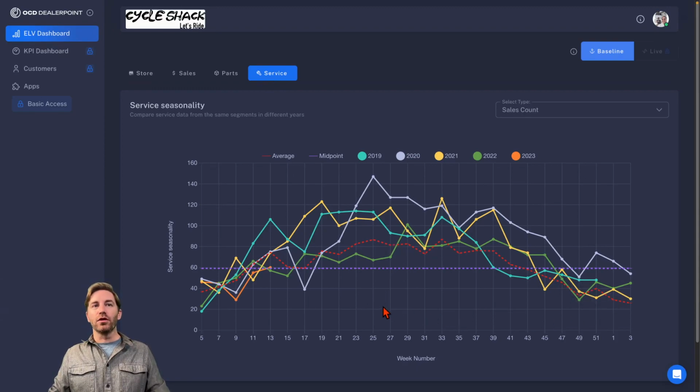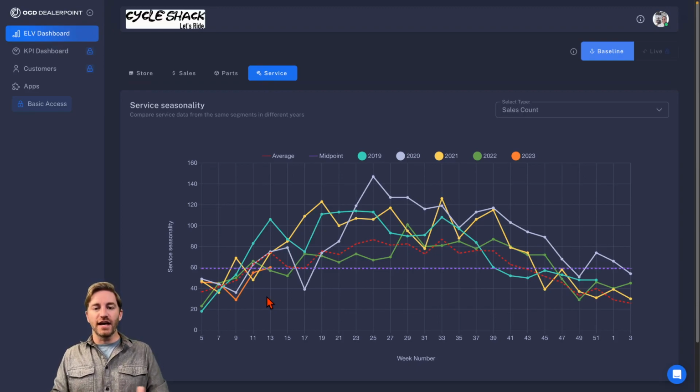The most valuable way to measure this or to understand this is to understand the midline. Midline is the average of average. In every 2 week period, you are likely to have about 60 repair orders. Now, when the average line, the red dotted line, crosses the midpoint, which is the purple dotted line, that's when we're going from a slow time to a busy time.